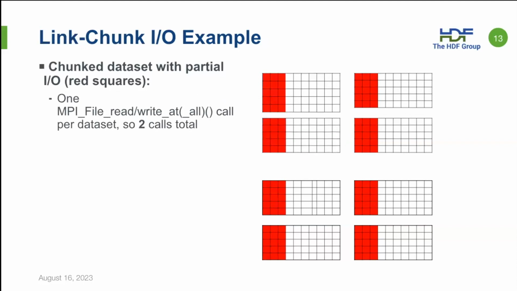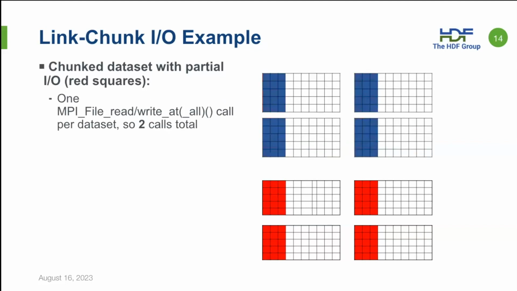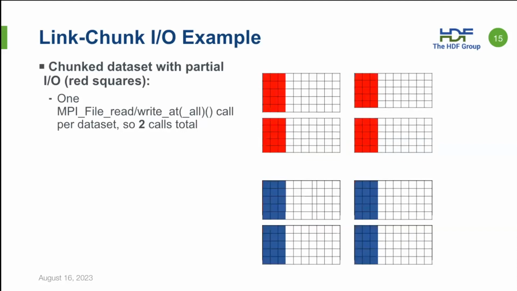Then we have the linked chunk IO, where it creates an MPI data type that spans all the chunks in the data set. So on the first operation, it selects all the chunks in one data set and creates a large MPI data type that spans all those and passes that down to the MPI file driver. But because there are 2 data sets, you still have to do 2 operations. So we want to improve on this.